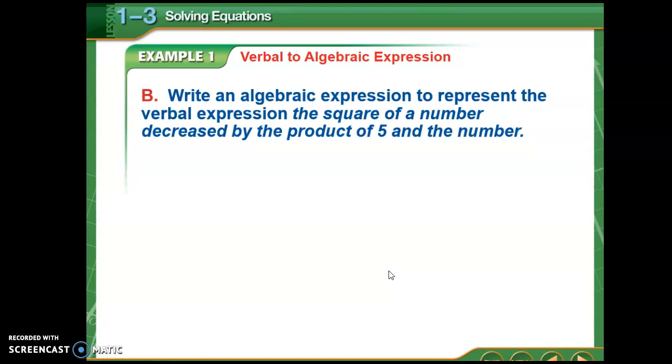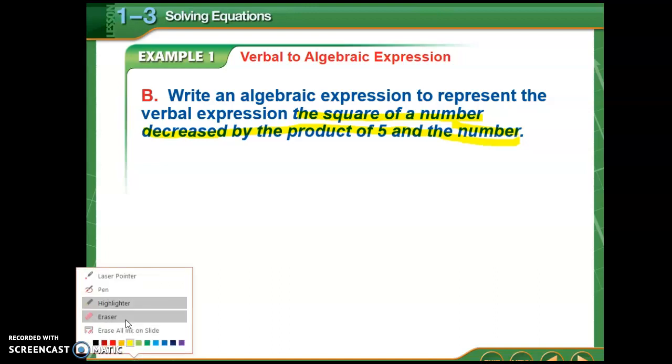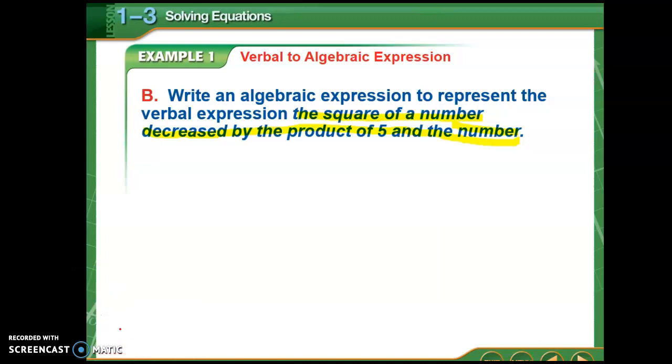Next example. Write an algebraic expression to represent the verbal expression: the square of a number decreased by the product of 5 and the number. The square means we're going to use exponents here, and for the number, we're going to use x. So we can convert it into x squared minus 5x. The square of a number decreased by the product of 5 and the number.